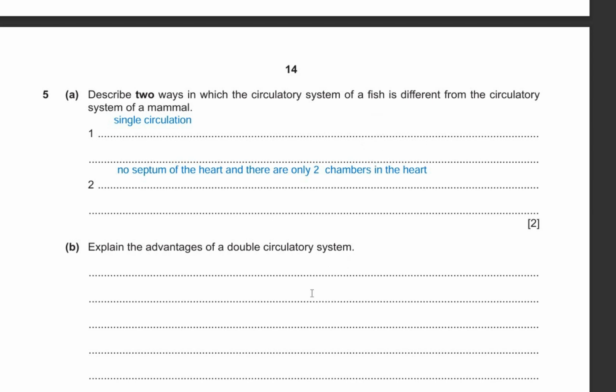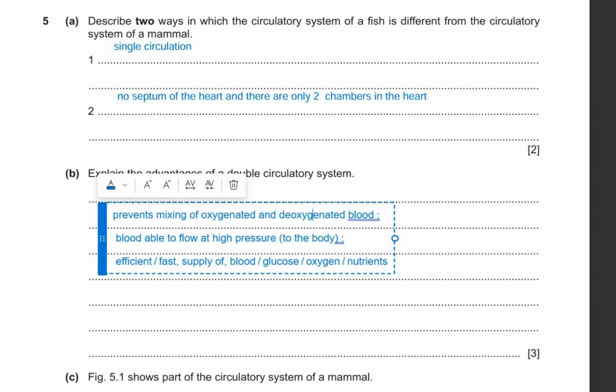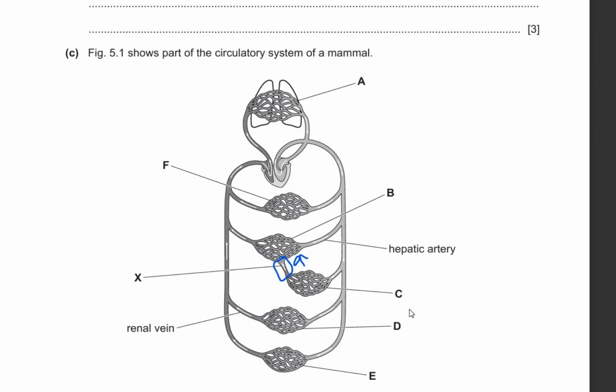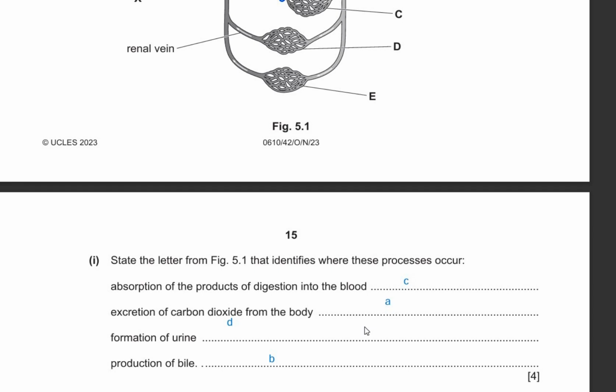Now they're saying explain the advantages of the double circulatory system. The double circulatory system prevents the mixing of oxygenated and deoxygenated blood because blood flows at high pressure to the body, and it enables a fast and efficient supply of blood to the rest of the parts of the body. Now, part C says figure 5.1 shows the parts of the circulatory system of a mammal. So this is the circulatory system, and the letters denote the different organs of the body. They are saying to state the letter in 5.1 that identifies where the processes occur.